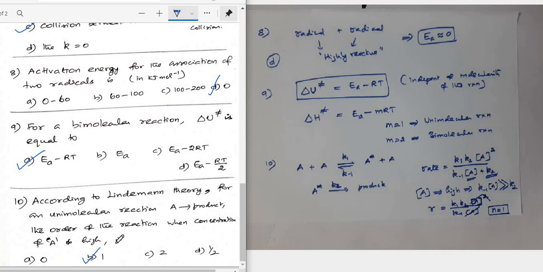What will happen if the concentration is very low? If the concentration is very low, then this term becomes very small compared to k2, so you can neglect this term. If you neglect this term, then the numerator has A power 2, so your reaction will follow second order kinetics. So at high concentration the reaction follows first order kinetics, and at low concentration the same reaction follows second order kinetics. This is an important feature of the Lindemann mechanism.